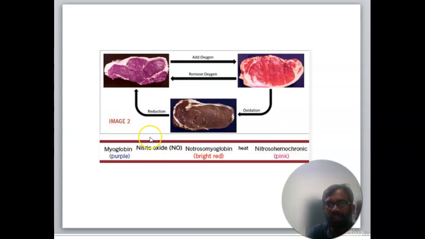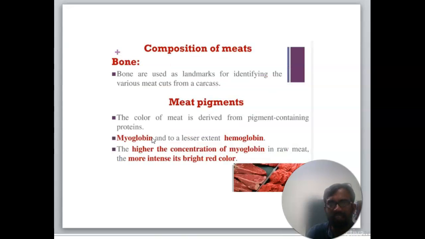This is the flow chart of how the meat color changes through oxidation and reduction, especially in myoglobin: nitric oxide converts it to nitrosomyoglobin, and nitrosohemochrome is the pink color. And you can see the composition of meat, bones and meat pigments. Myoglobin is the major part, with a lesser content of hemoglobin. So the greater concentration of myoglobin in raw meat gives a more intense bright red color.